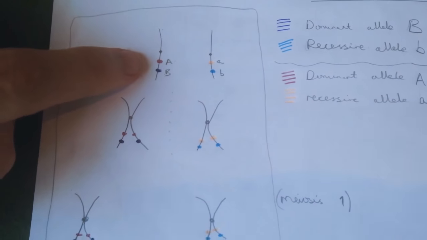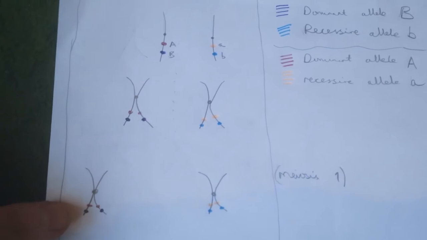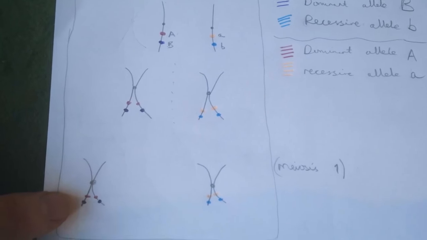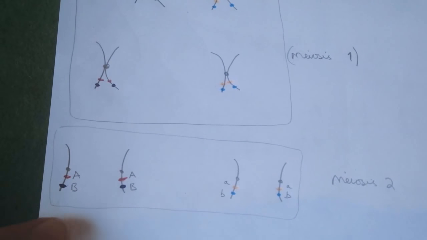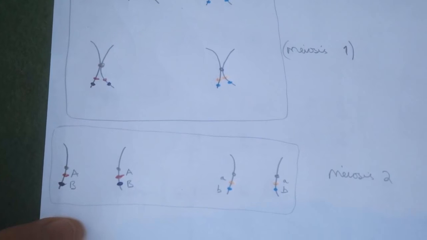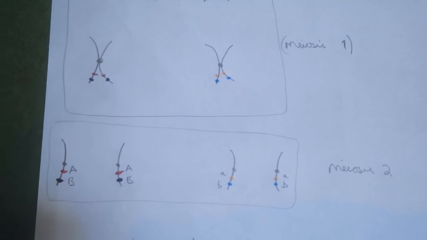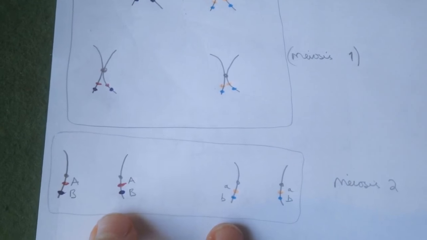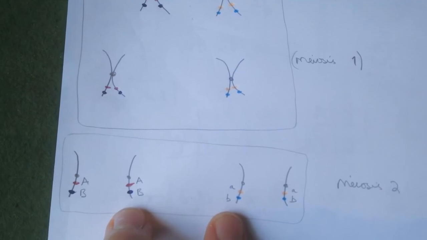The chromosomes duplicate as we've got here, and then they split on the metaphase plate. So that's as a result of meiosis 1, and then at the end of meiosis 2 they split again into the gametes. So I'm not going to go into meiosis in too much detail, but that's what we get. So as we can see, the only two variations of the gametes is a big A and a big B, and a little a and a little b.